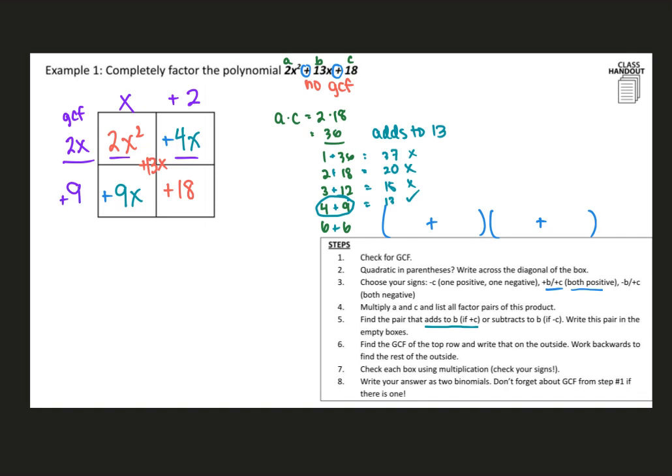So now we have our outside completely filled out. Now what we need to do is check each box using multiplication. So we know that we can multiply using the box. So x times 2x is 2x squared. 2 times 2x is 4x. x times 9 is 9x. And 2 times 9 is 18. And then check to make sure that our two x terms add to make 13x, which they do. So now we know we have our final answer. And now we're going to write our answer as two binomials. And then if we have a GCF, write it out, but we don't. So our final answer is going to be 2x plus 9 and x plus 2.